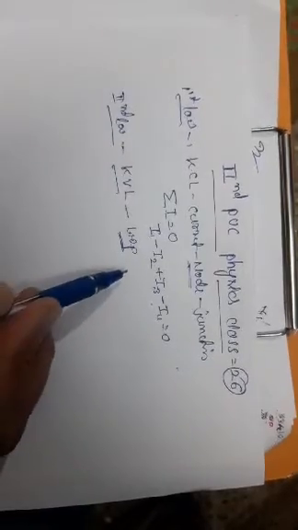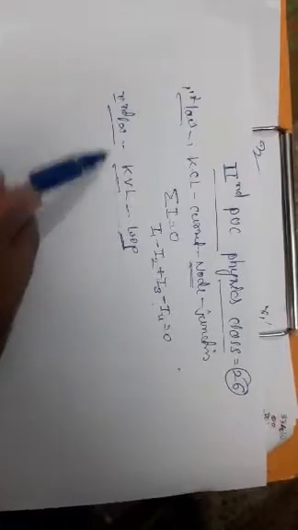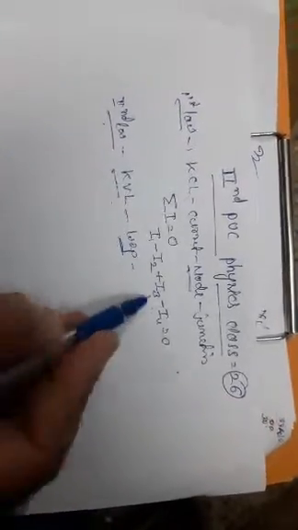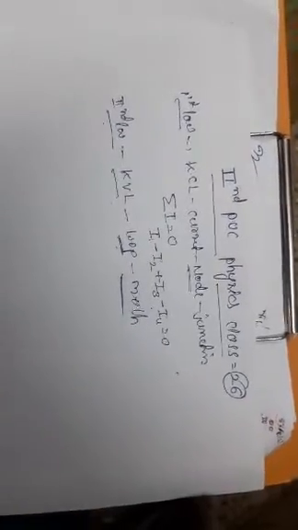A loop means the electrical network is a closed path. That is called Kirchhoff voltage law. That is also called mesh law. Mesh, M-E-S-H, mesh.